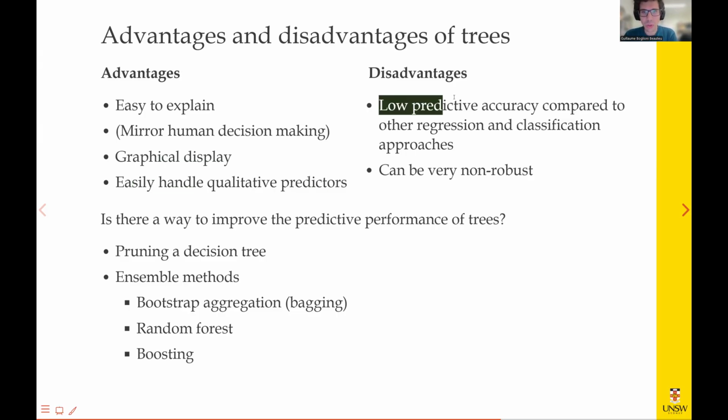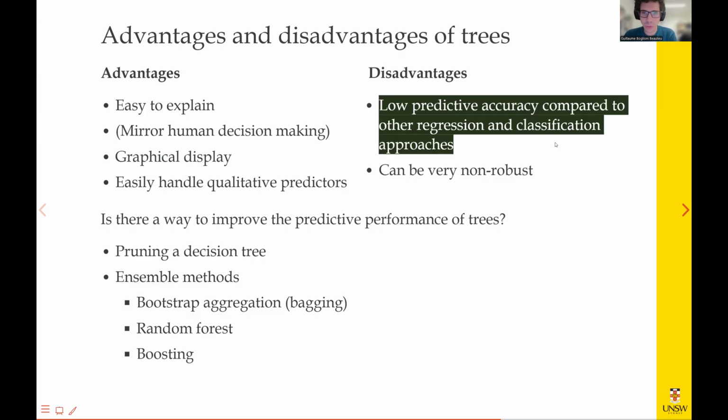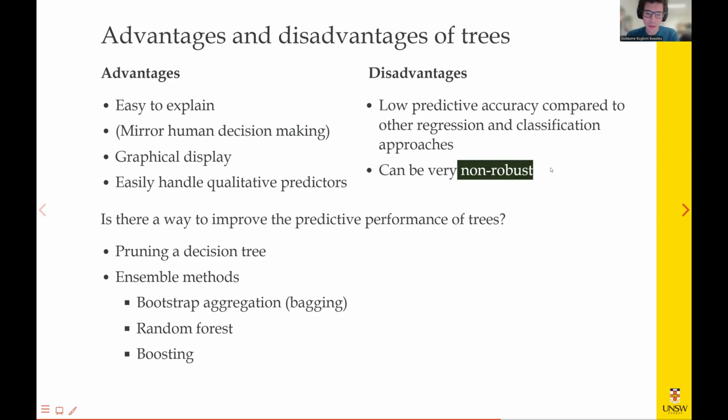Disadvantages. Well, usually they will have low predictive accuracy compared to other regression and classification approaches, and they can be quite non-robust. Non-robust means if you get a different sample, even one that is only slightly different, you might get a fairly different tree. And that's not very good. You might say the variance of predictions is quite high then, because even if the prediction is unbiased, on average correct, if a different tree would be created by a slightly different data set, it means that the prediction is quite variable, which is, as you know, not good.